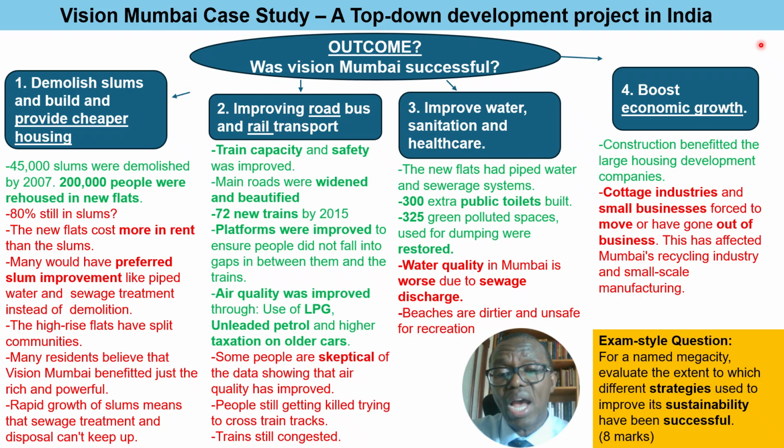But then the counter arguments: water quality in Mumbai is still worse due to sewage discharge. And obviously that is because the problem of slums still continues. And then the beaches, unfortunately, are dirtier and unsafe for recreation. Now that is as a result of the waste disposal as well.